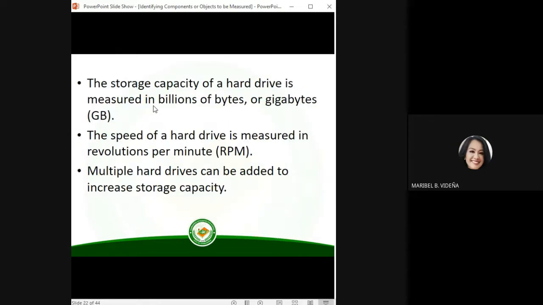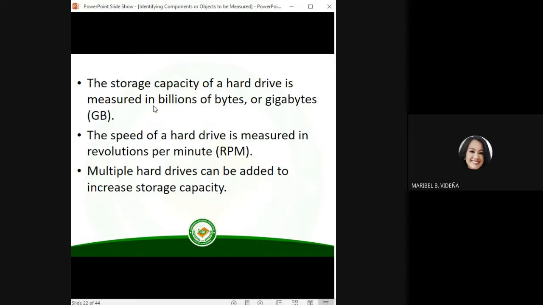The storage capacity of a hard drive is measured in billions of bytes, or gigabytes. The speed of a hard drive is measured in revolutions per minute, or RPM. Multiple hard drives can be added to increase the storage capacity. A traditional hard drive is magnetic. Magnetic hard drives have motors designed to spin the magnetic platters and the drive heads.